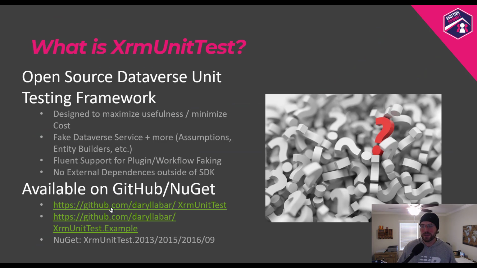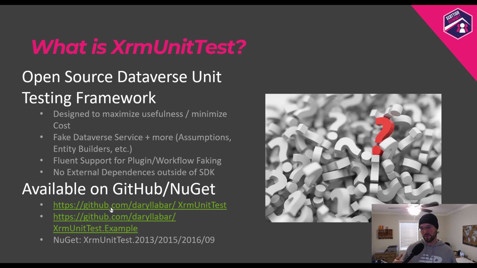So what is XrmUnitTest? It's an open source Dataverse unit testing framework designed to maximize usefulness and minimize costs. That's really important when we think of testing: make sure it's useful and that it's easy and quick to do. At its core, it's the same thing you would have with FakeXrmEasy, a fake Dataverse service. But it has a lot more on top of that: assumptions, entity builders, etc. We'll get into that. There's fluent support for plugins and workflow faking, and there are no external dependencies. You have a dependency on the SDK and on XrmUnitTest, that's it. Everything else is internal to it.